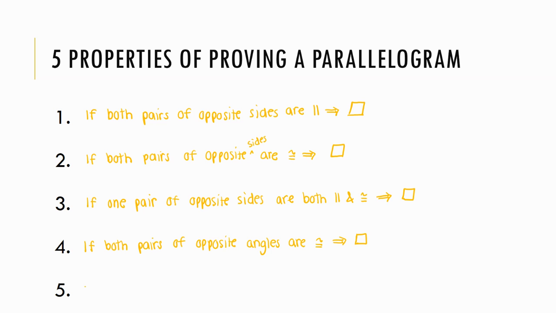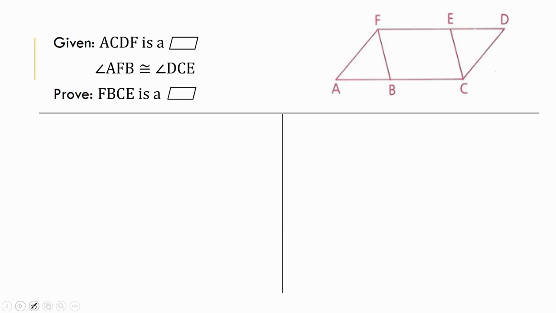The last one would be if the diagonals bisect each other. That would be enough information to prove a parallelogram. Okay, so once again, we've got our sides, our angles, our diagonals, all different ways of proving a parallelogram. So let's dive into some examples here.